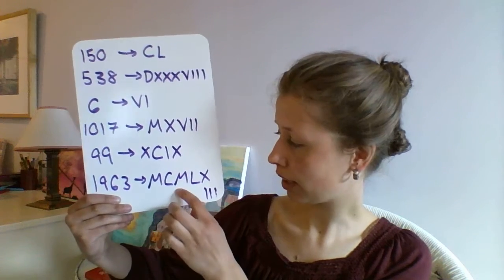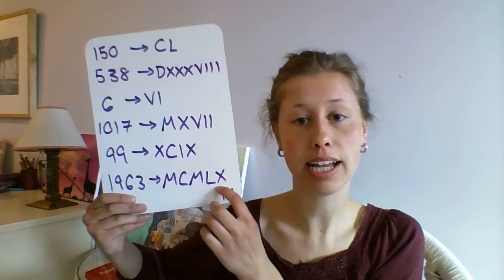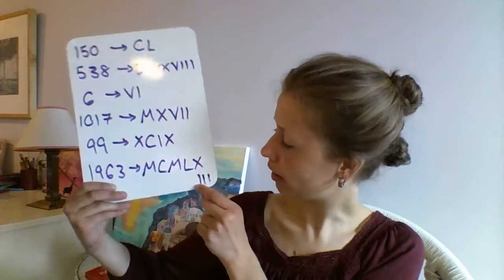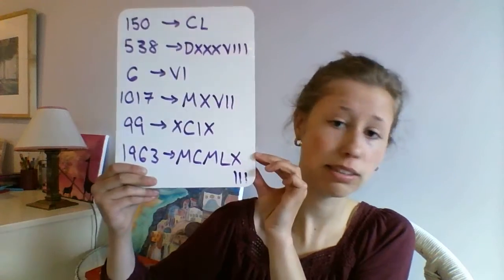So 1900, MCM. And then 60 is LX, 50 plus 10. And then 3 is III. This should be up here, I just couldn't fit it, so great.